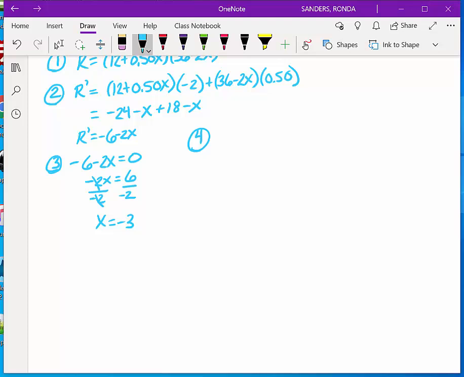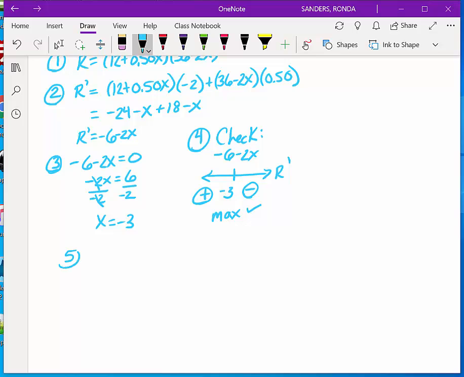For step 4, we need to check and make sure that we have a maximum. We only have one critical point, so we can check using the first derivative test. Remember to label your number line as r prime. We are plugging into the equation negative 6 minus 2x. If we choose a number less than negative 3, say negative 5, plug in, we will get a positive value. Choose a number bigger than negative 3, say 0, and plug in, we will get a negative number. My derivative changes from positive to negative, so my revenue was changing from increasing to decreasing, and I do indeed have a maximum.